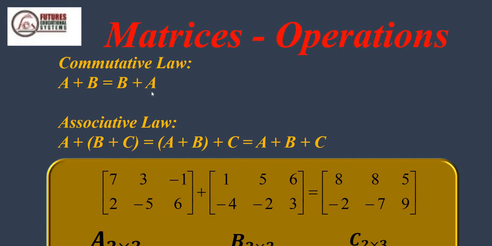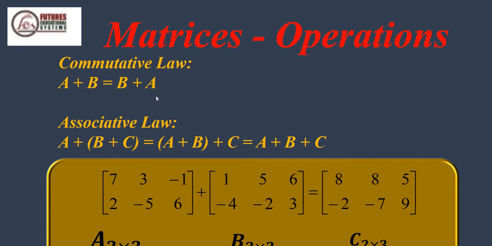Matrix operations. Commutative property, commutative law. A plus B equals B plus A. If we have two matrices A and B, if we add A plus B, we get the same result if we add B plus A.